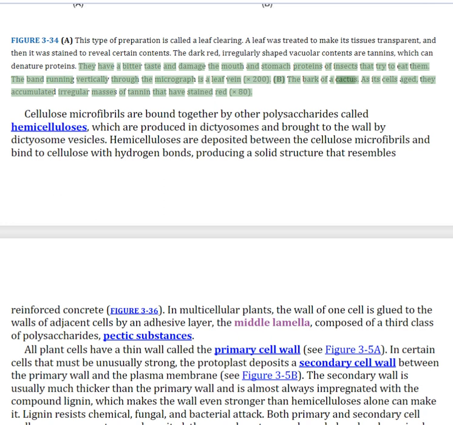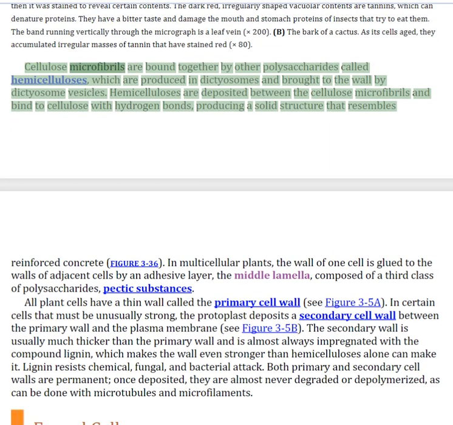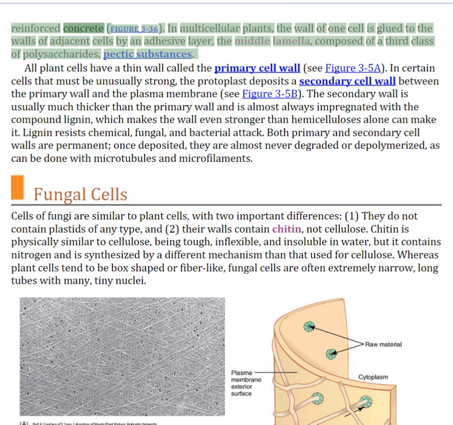The bark of a cactus. As its cells aged, they accumulated irregular masses of tannin that have stained red. Cellulose microfibrils are bound together by other polysaccharides called hemicelluloses, which are produced in dictyosomes and brought to the wall by dictyosome vesicles. Hemicelluloses are deposited between the cellulose microfibrils and bind to cellulose with hydrogen bonds, producing a solid structure that resembles reinforced concrete.